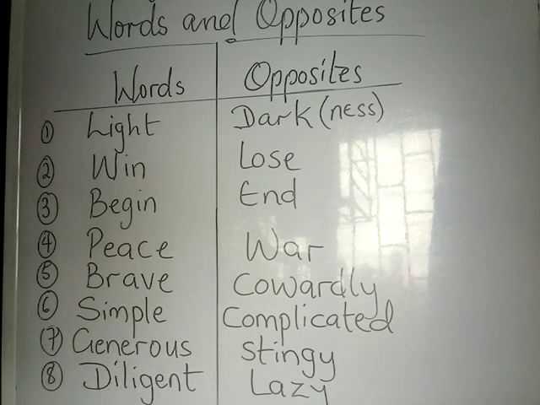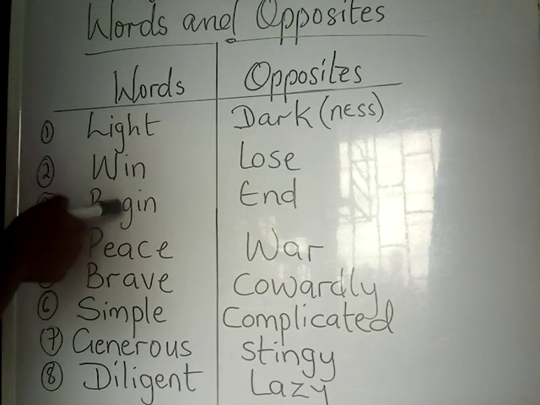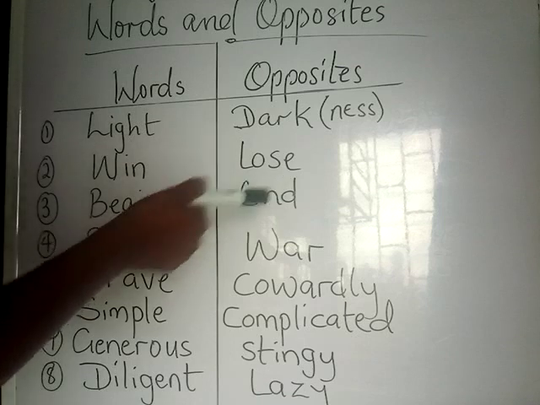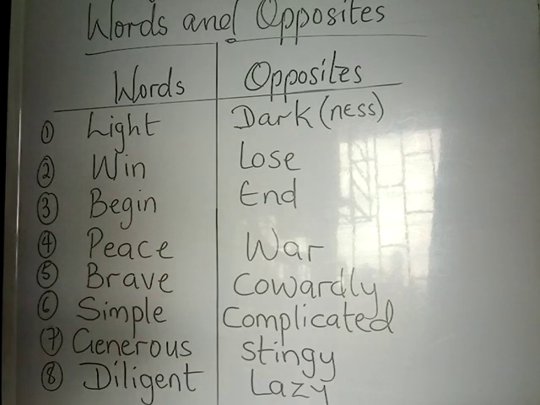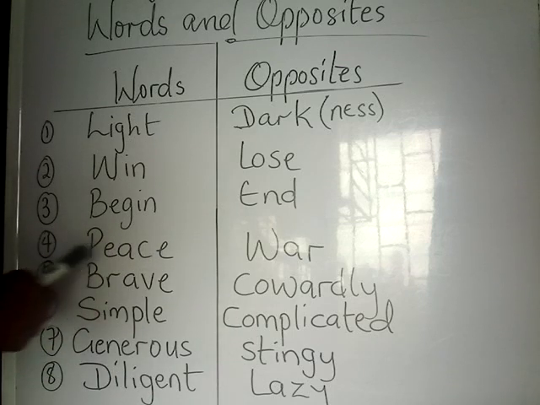is lose. If there is a game, a team wins, and the one that doesn't win is the one that we say has lost. One wins, the other loses. Number 3, begin. To begin or to start, and the opposite is to end. Begin, end. Number 4, peace.